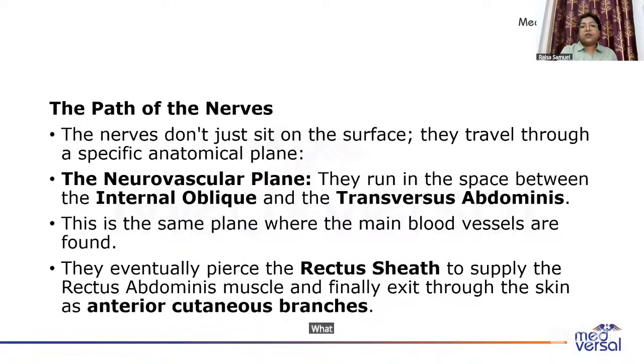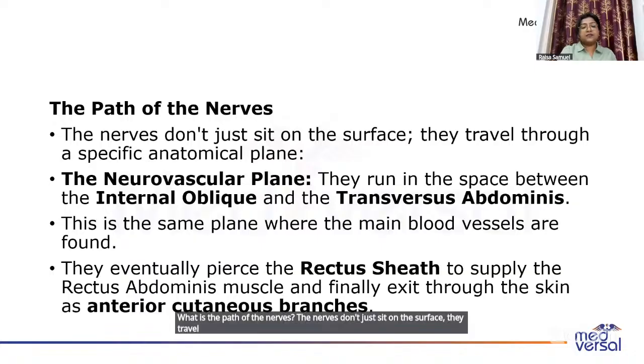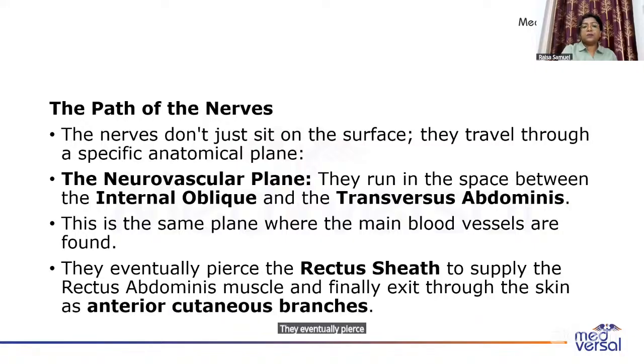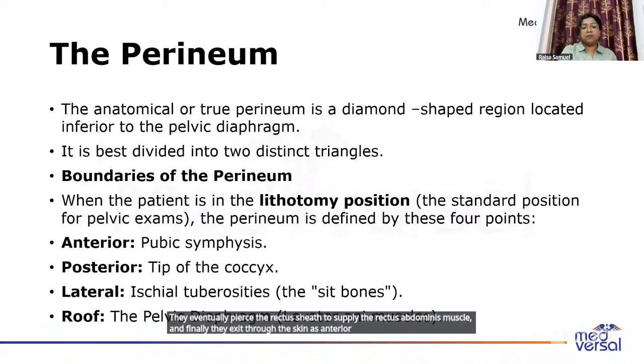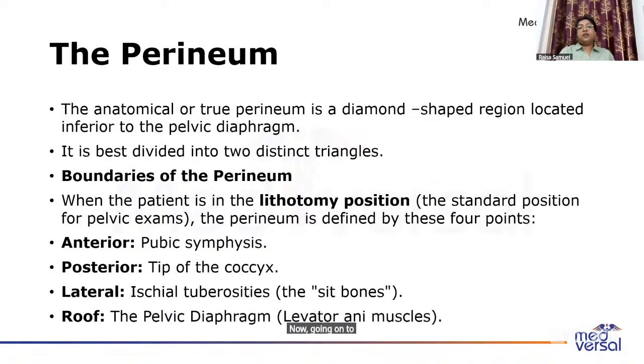What is the path of the nerves? The nerves don't just sit on the surface, they travel through a specific anatomical plane. So the neurovascular plane is the space between the internal oblique and the transversus abdominis. This is the same plane where the main blood vessels are also found. They eventually pierce the rectus sheath to supply the rectus abdominis muscle, and finally they exit through the skin as anterior cutaneous branches. Now going on to the perineum.